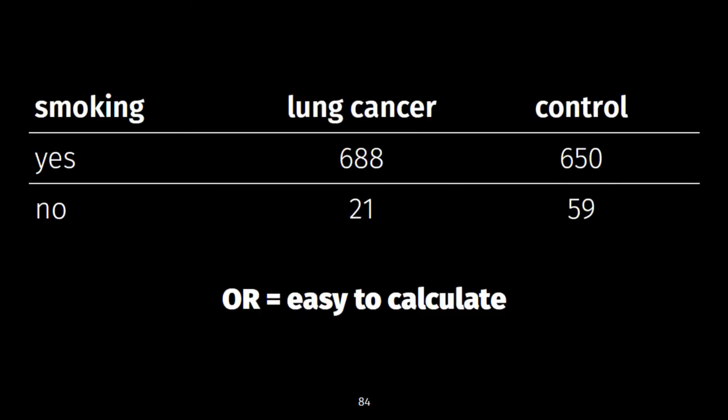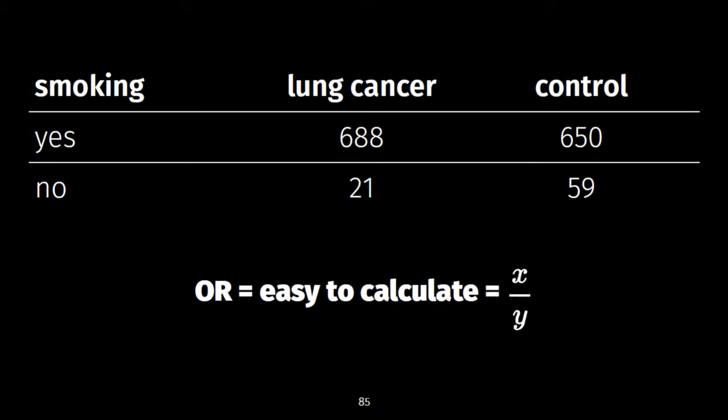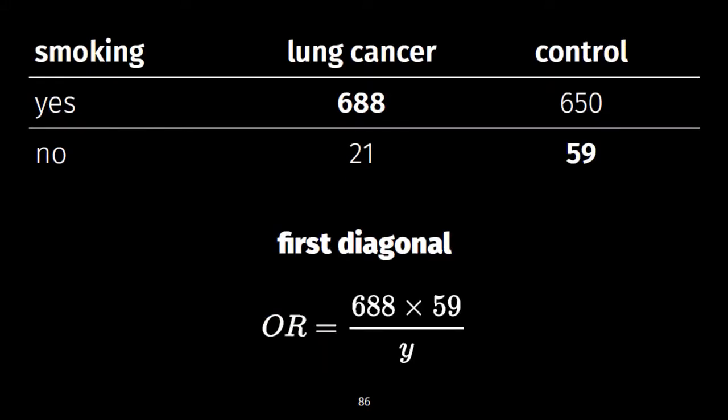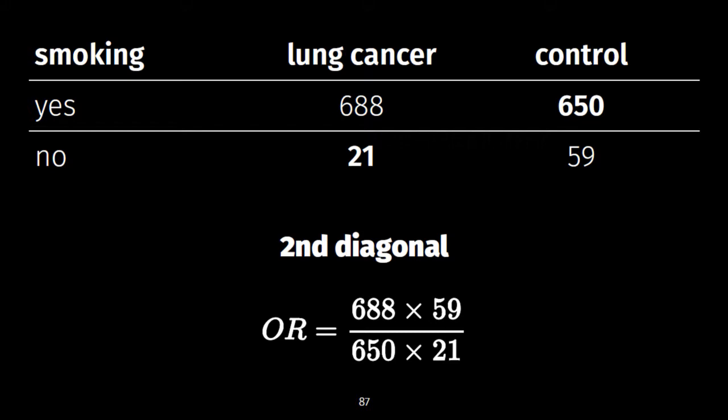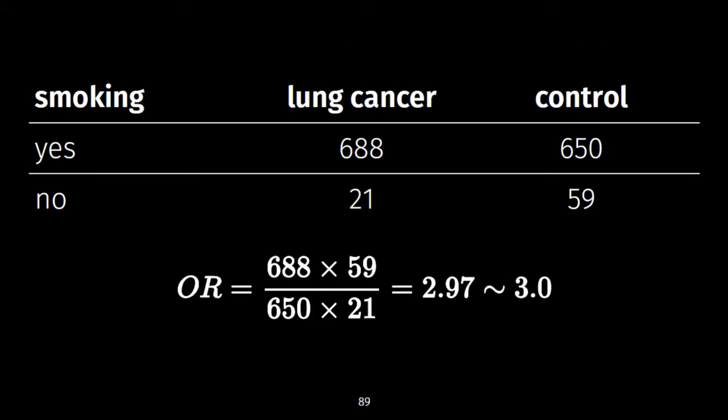Okay, how do you calculate odds ratio? It turns out in a 2x2 table, this is actually pretty easy. As the name implies, a ratio, it's something over something else. The first something is just the product of one of those diagonals, the first diagonal. The thing on the bottom is going to be the other diagonal. And that works out to about 3.